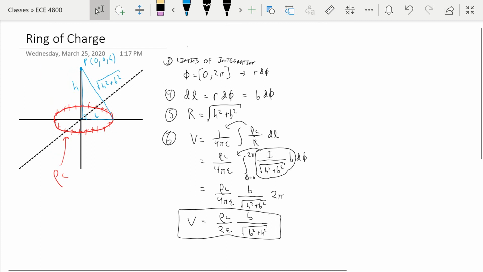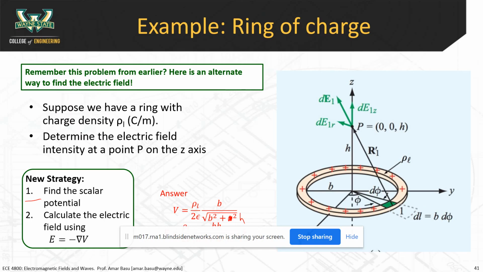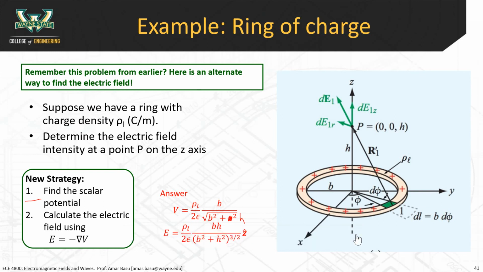Now our next step, this problem is asking us to go one step further and then calculate the electric field using E equals the negative gradient of V. As you saw previously, before spring break, we solved for the electric field directly using the Coulomb's law integration approach, which I call the brute force approach. Now what we're doing here, we find the scalar potential first, and then we just find the gradient of it to find the electric field.